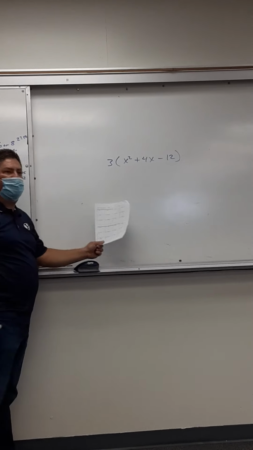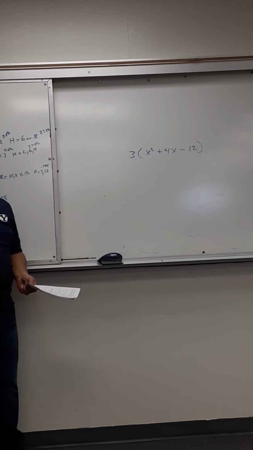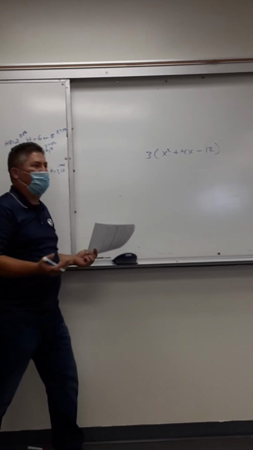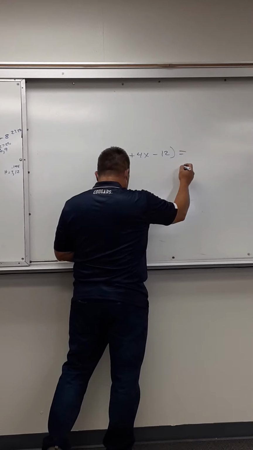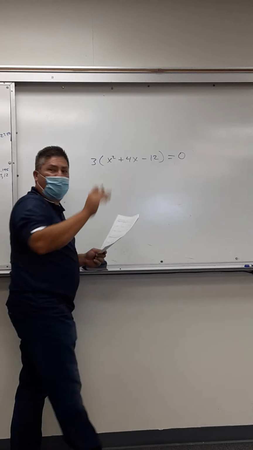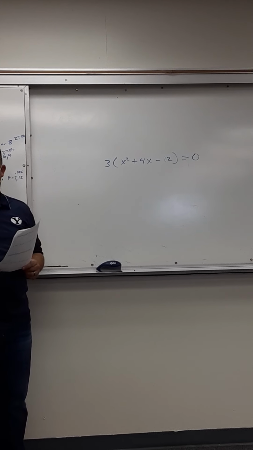Close though. It's just a hard one. Honestly, that's a hard one. Anytime you get into double digits, that's hard to do. And it equals 0, right? Because all these equal 0. We put them equal to 0.